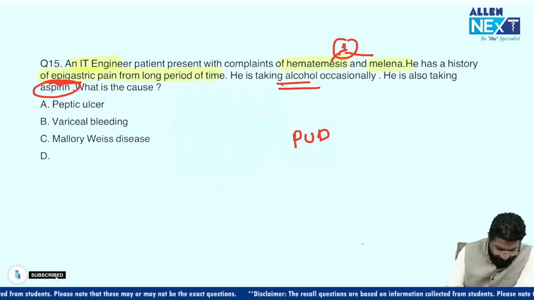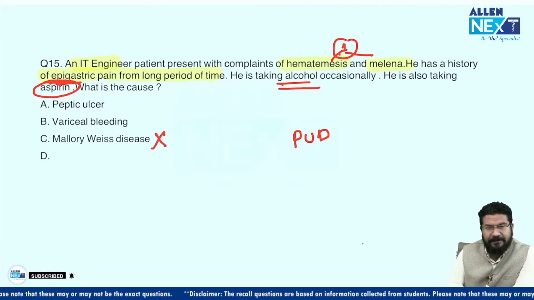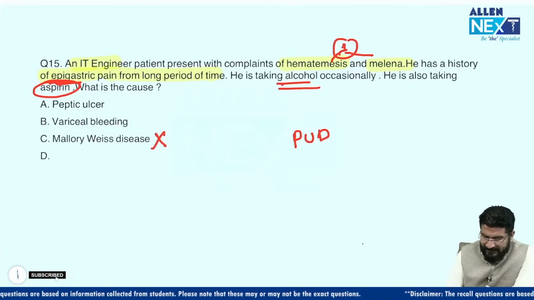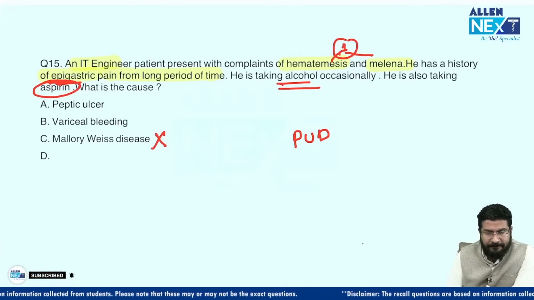Some of you have marked Mallory-Weiss as the answer. It's not the answer, because Mallory-Weiss is seen in alcoholics. It is just a mucosal tear. In Mallory-Weiss, you will very rarely see melena. Melena is usually not seen, and there is no relation of Mallory-Weiss with aspirin.